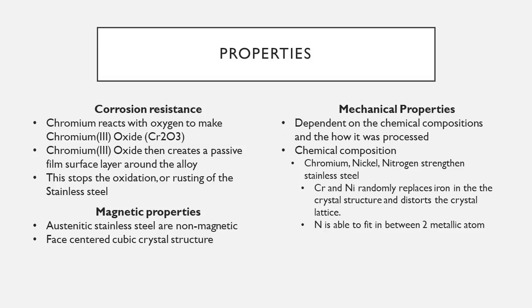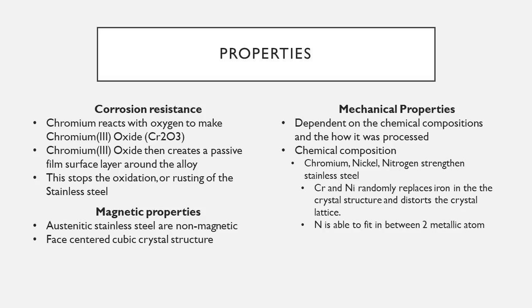As I mentioned before, the mechanical properties are highly dependent on the chemical composition of these stainless steel alloys. In addition to that, how it's actually processed and fabricated. So from a chemical composition standpoint, the chromium, nickel, and nitrogen content are what provide the overall strength to stainless steel. Chromium and nickel can randomly replace the iron atoms in the lattice structure, and this distorts the lattice structure and allows metal ions to be more densely packed, which provides more strength to that particular alloy.